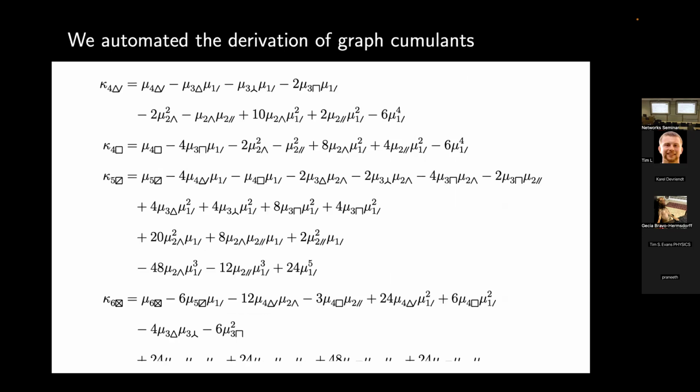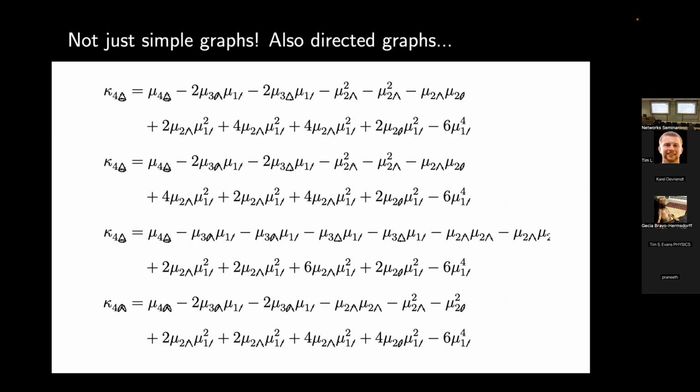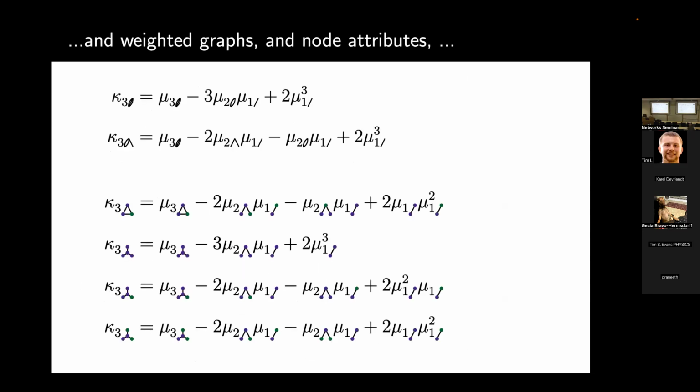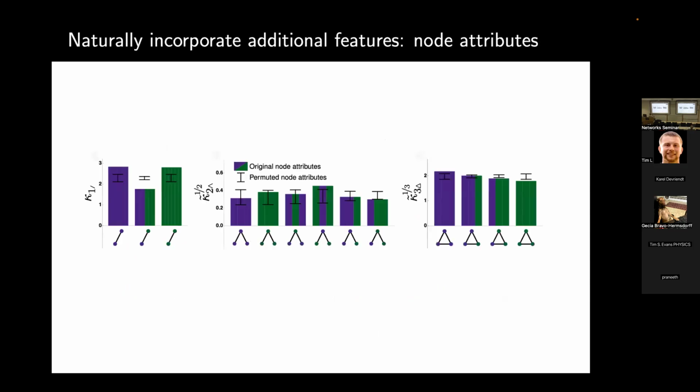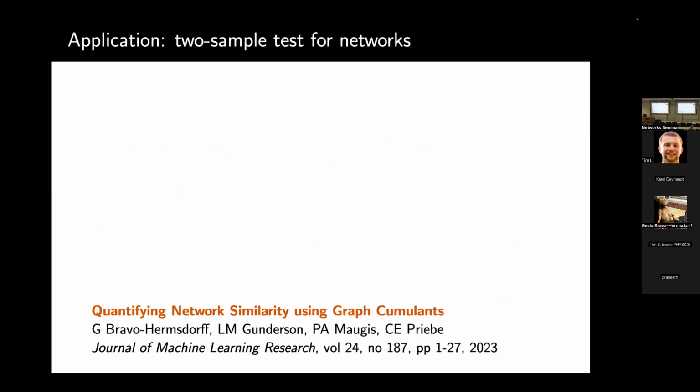To get these expressions for the cumulants, we have automated the formulas, and we can do that not only for simple graphs but also for directed graphs, graphs with weights, where the correct thing to do is to multiply the weights, and graphs with node labels. I had some examples here, but they just don't apply to data.